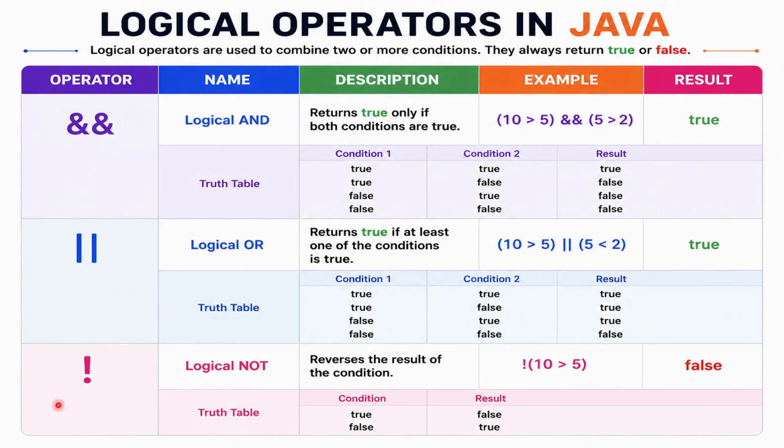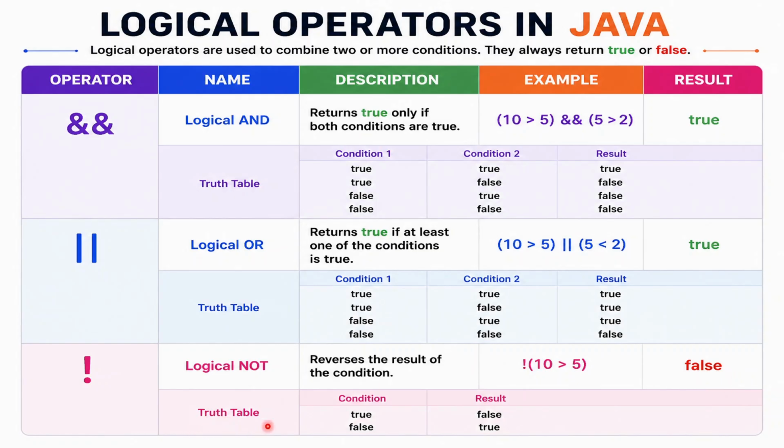Moving to the next, we have NOT. The name is logical NOT. The description is it reverses the result of the condition. Meaning what? We have an example here. In brackets we have 10 greater than 5, which is true. So it reverses that condition. 10 greater than 5 is true, and the reverse of true is false. So the result is false.